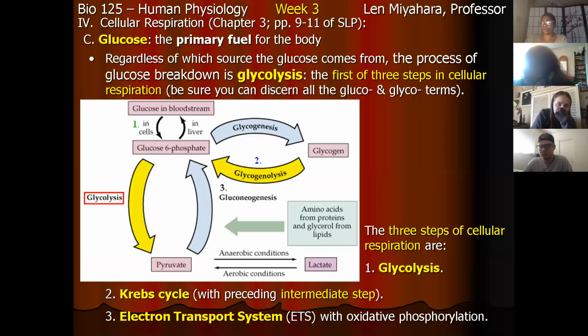If you make ATP where there are no carbons, did my camera go out? Yeah, your camera went off for some reason. Oh, there it is, okay.